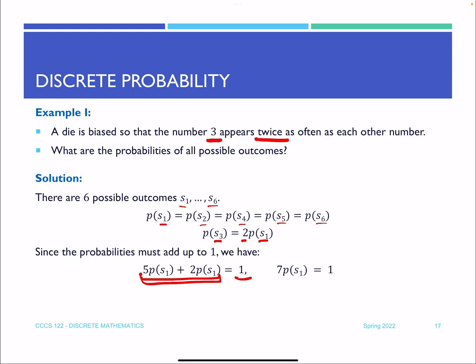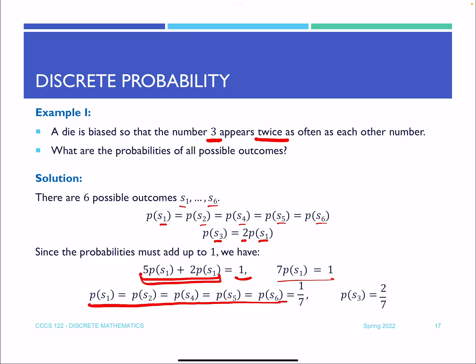You've got 7 P of S1, so move the 7 to the other side, which means that all of these probabilities, S1, S2, S4, S5, and S6, which are equal, are all 1 by 7. And the probability of S3, you put this in here, the probability of S3 showing up is 2 by 7.